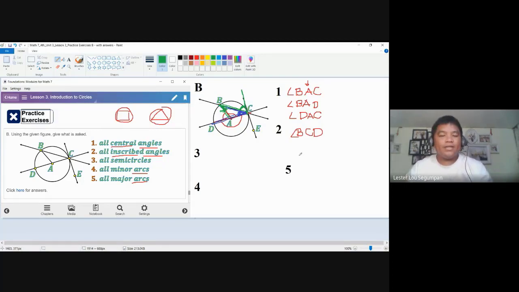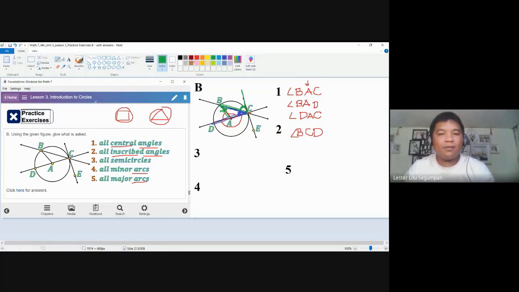Okay. Now let's proceed to the arcs. Aside from angles, take note that angles are in the degree measurement. We also have arcs, which is also in degree measurement. And there is a very important relationship between central inscribed angles and their intercepted arcs. But again, it's not the concern of this level.